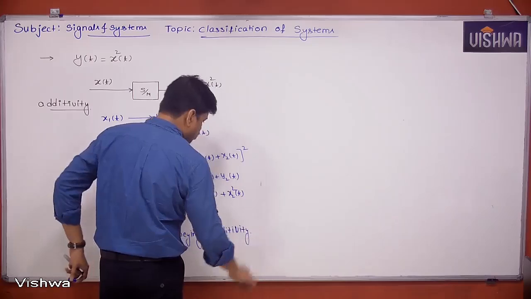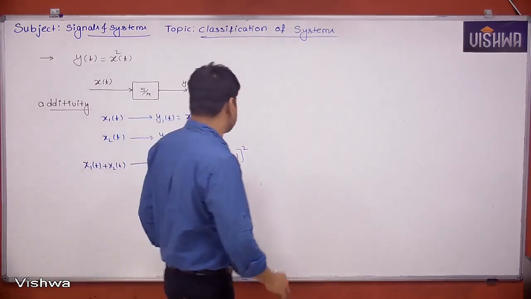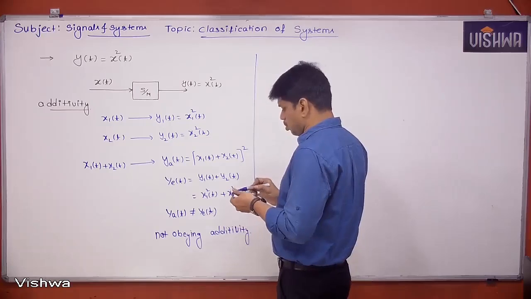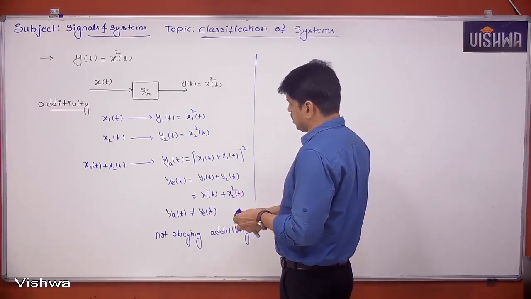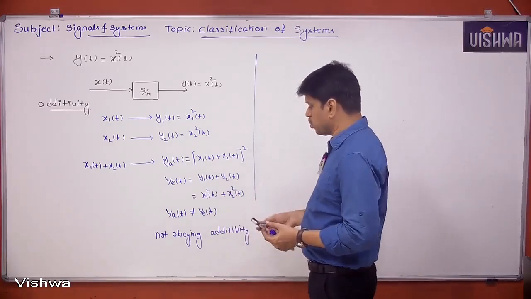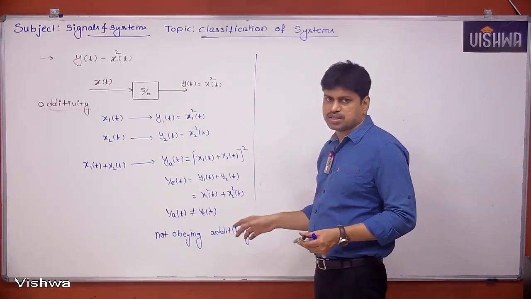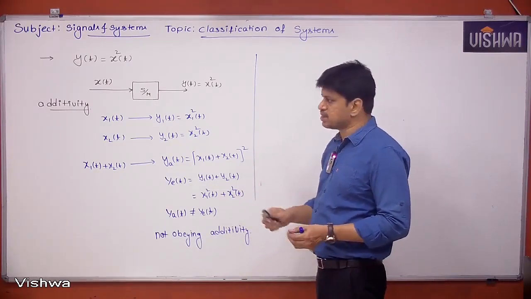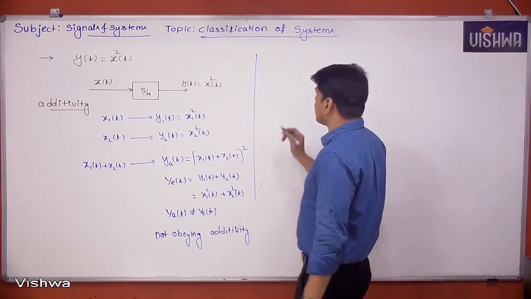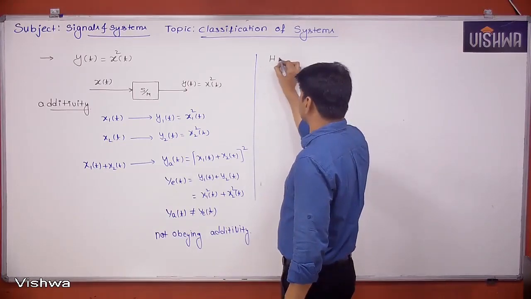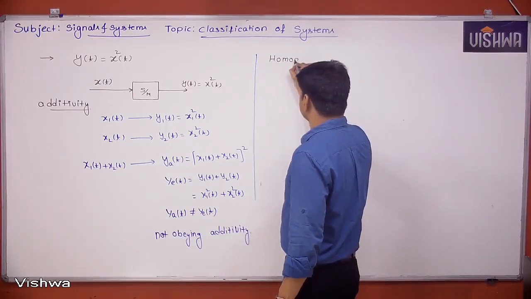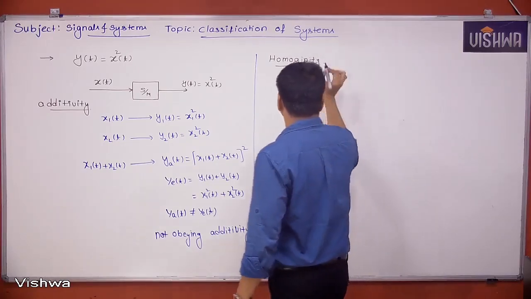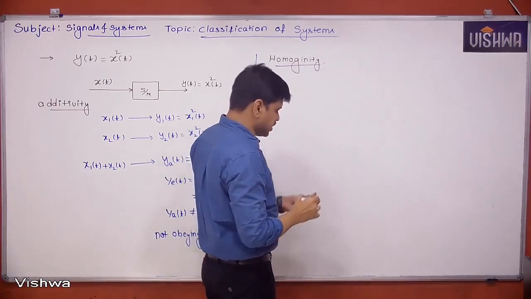But still I want to check for homogeneity also. Let's see. Checking for homogeneity. Here itself we can say it is non-linear. I told you if any one of the properties fails, then we can say the system is non-linear. So additivity has already failed, so I can say the system is non-linear. But still I want to check the homogeneity. How can we check the homogeneity?